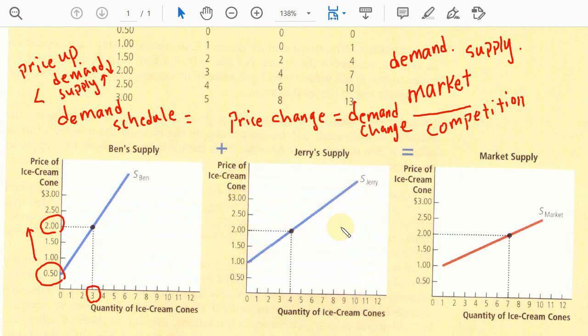So this is the supply schedule, and this time we will see the demand schedule, according to the price, and how demand will vary.